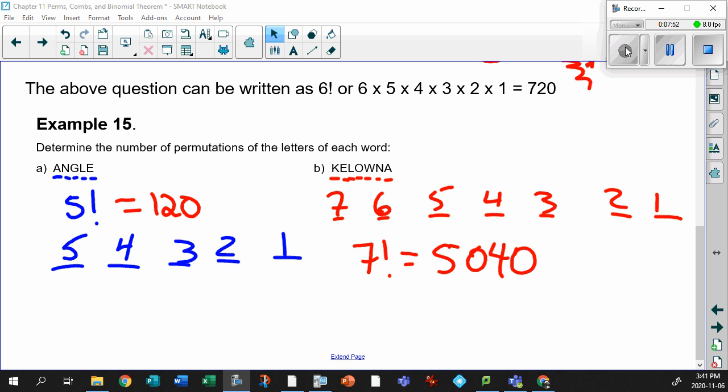So the next thing we're going to do is play around with this idea of factorial notation, and let's see where that takes us. Woo! Stay tuned.